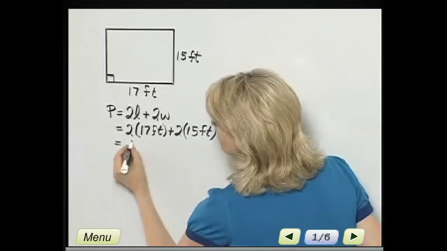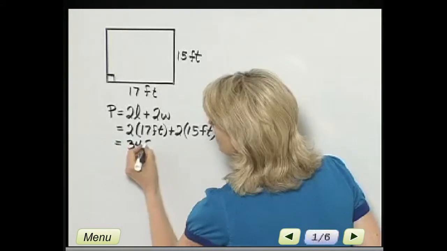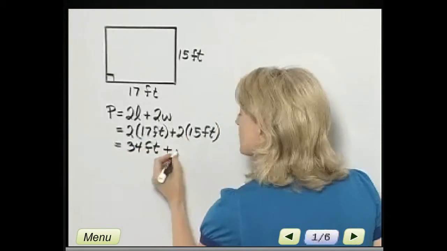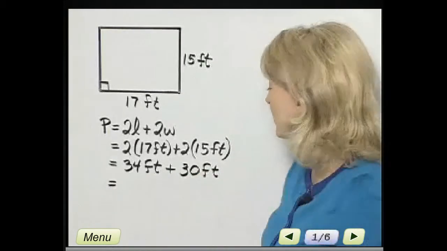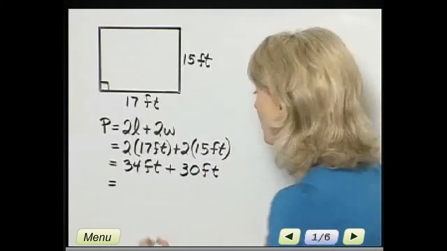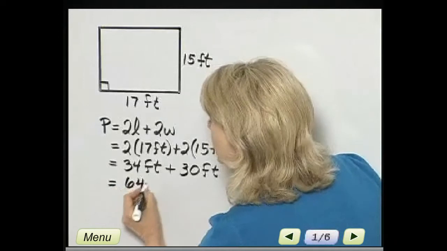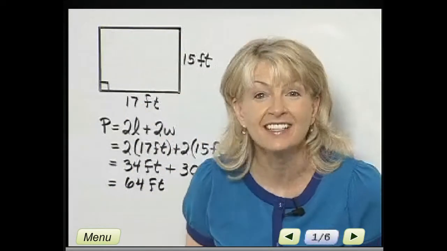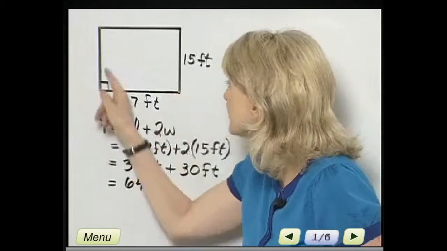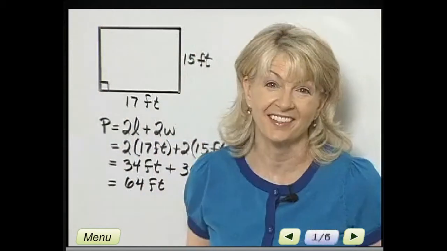So that's 2 times 17 feet, or 34 feet, plus 2 times 15 feet, that's 30 feet. And what is 34 feet plus 30 feet? It is 64 feet. The perimeter of this rectangle is 64 feet. That is the distance around the rectangle.